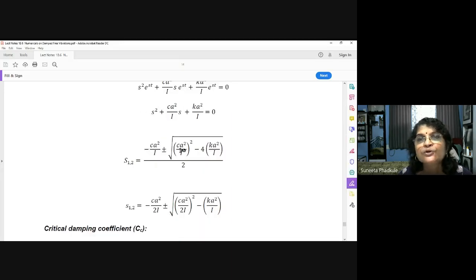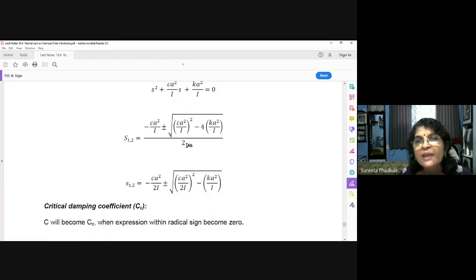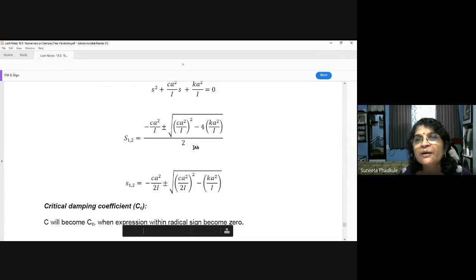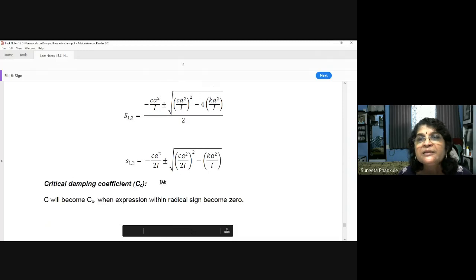Okay. So let us take this 2 inside here now. So minus C A square upon 2I plus or minus, let us take this 2 inside the square root. That becomes 2I bracket square minus this 2, it will come here. So 4 upon 2, when 2 will come inside, it will become 4. So 4 upon 4, that will be cancelled out. Okay. Minus K A square upon I. Now see, this is the equation of S1.